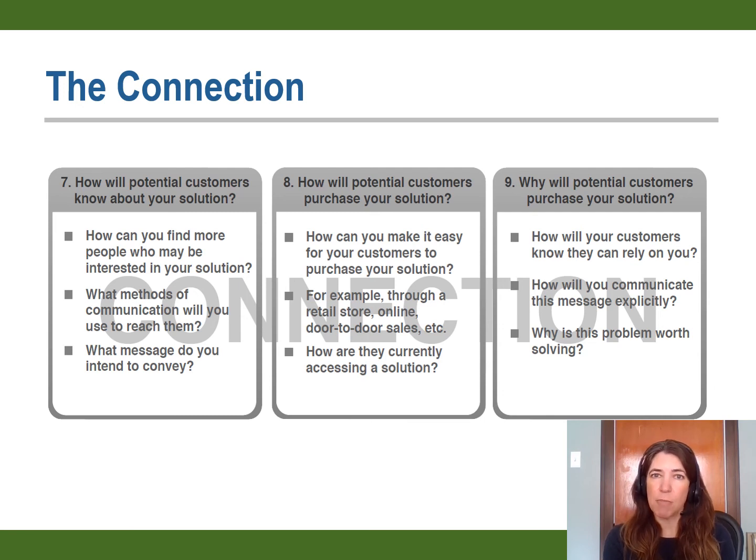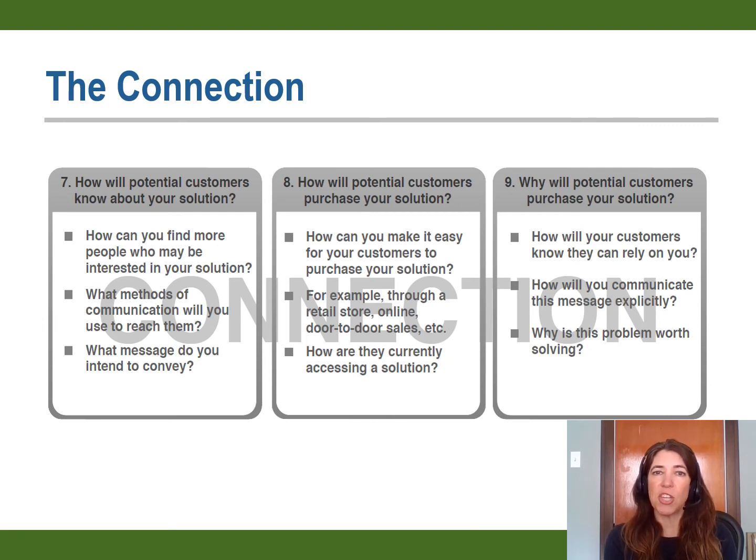Answering the questions in box 8 can help you begin to think about whether you'll sell your products directly to your customers, whether you'll sell your products to a store that then sells them to the customer, or whether you'll offer some combination of the two.